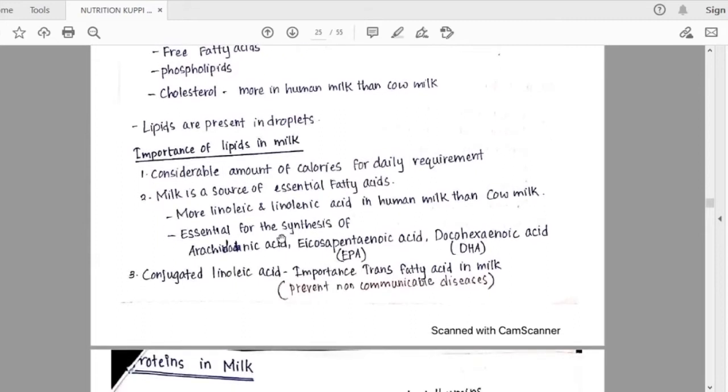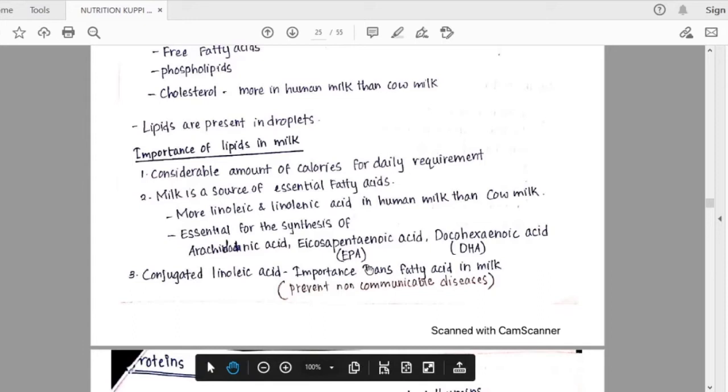Importance of lipids in milk. A considerable amount of calories for daily requirement. Milk is a source of essential fatty acids. There is more linoleic acid and linolenic acid in human milk than cow's milk. These are essential for the synthesis of arachidonic acid, eicosapentaenoic acid, and docosahexaenoic acid.